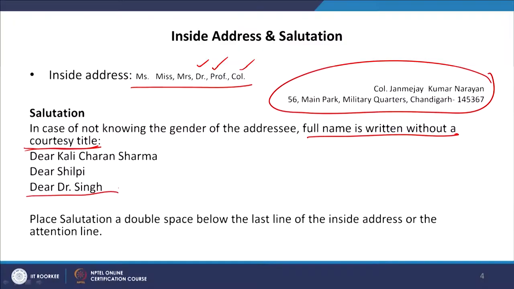But in case you do not know the person, you are not acquainted with the person, you can also write Dear Dr. Singh. Here you should not write the complete name of the person. You know him, but then he has a designation and that should be provided. Now, where to put the salutation of the letter? Place the salutation a double space below the last line of the inside address. Suppose this is the inside address and the last line of the inside address is this, leave two spaces, I mean double space, and then start the salutation.